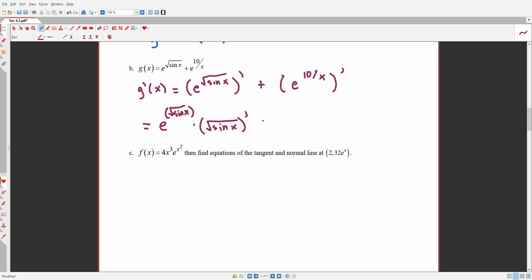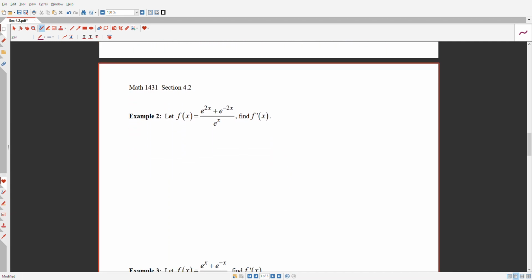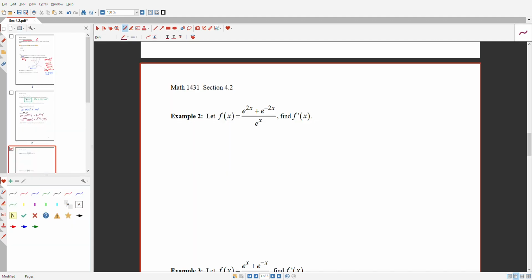And so now I'll pick up on e to the 10 over x. Again, we're going to take a derivative of the outside function. The outside function is e to the blank, and that's wonderfully easy to differentiate. That's e to the blank, and the blank here is 10 over x. And now I've got to multiply by the derivative of 10 over x. And I've clearly not left myself enough room to do this. That's okay. I'll pick this up on an additional page right here. So let me throw in an additional page.